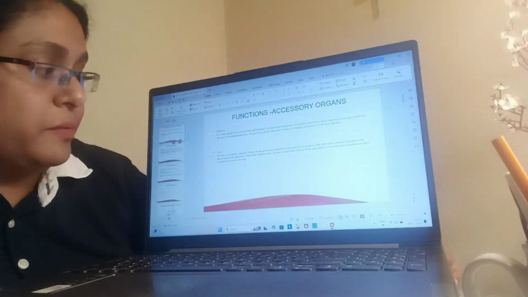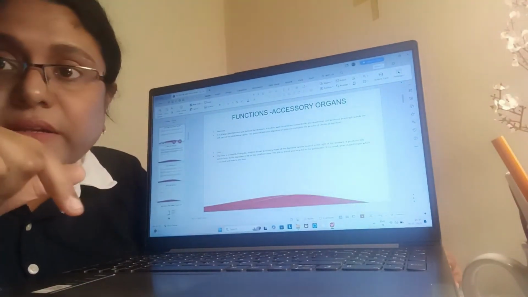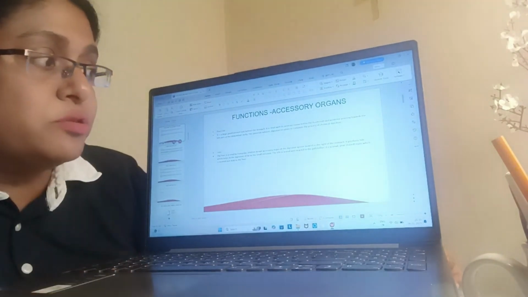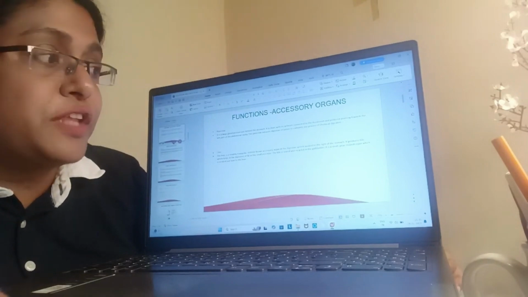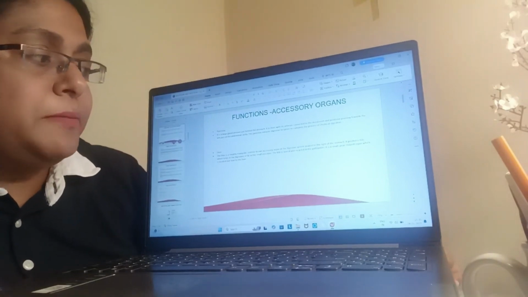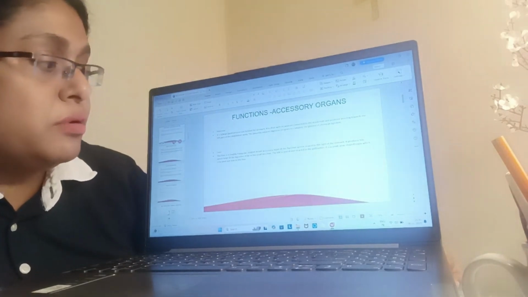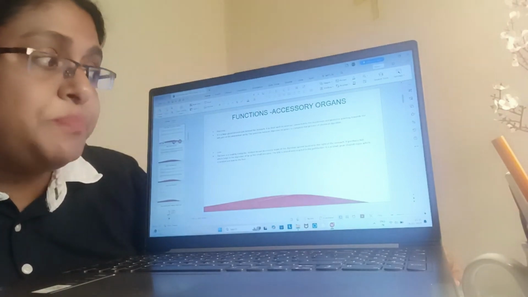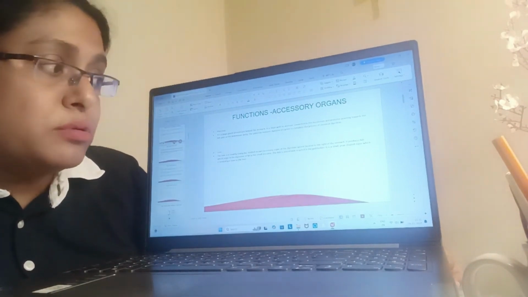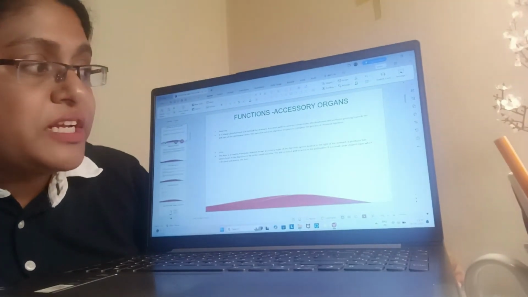Then next, the liver. The liver is roughly triangular, a reddish brown organ of the digestive system, and it is located on the right part of the abdominal cavity. It mainly produces many digestive enzymes, and it also helps in the digestion of fat. The bile is stored and recycled in the gallbladder.